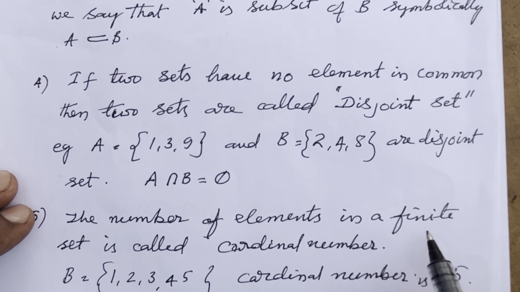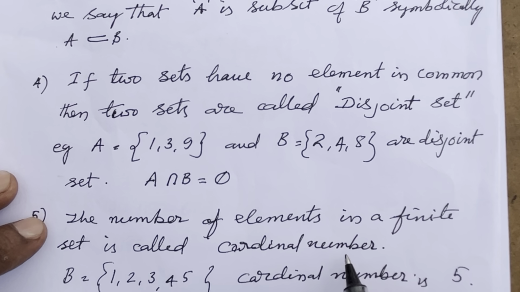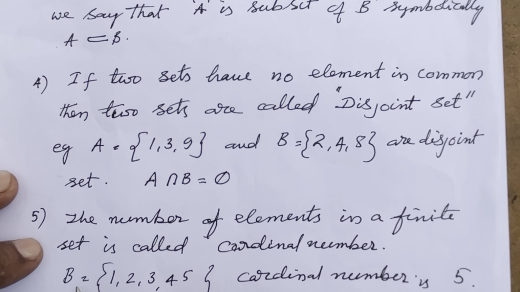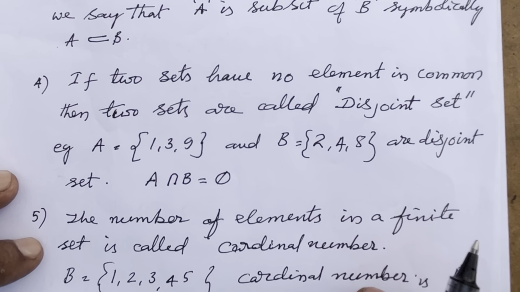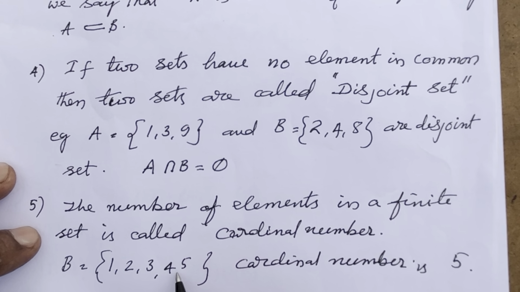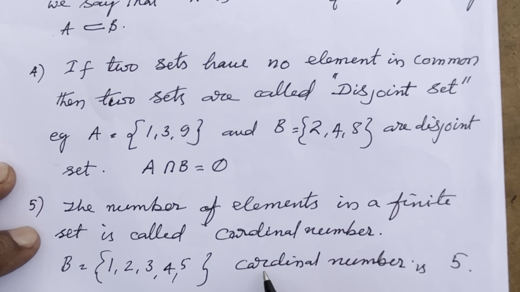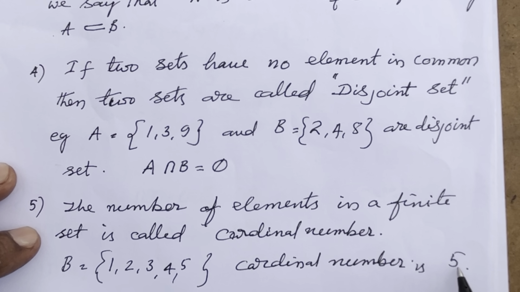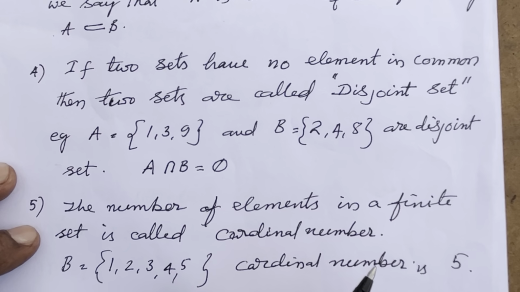The number of elements in a finite set is called the cardinal number. That means in the set 1, 2, 3, 4, 5, we are having 5 elements here. The 5 elements is the cardinal number of the particular set. Cardinal number means the number of elements present in the particular set.